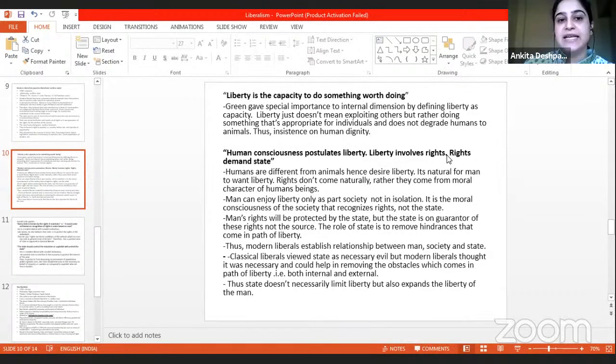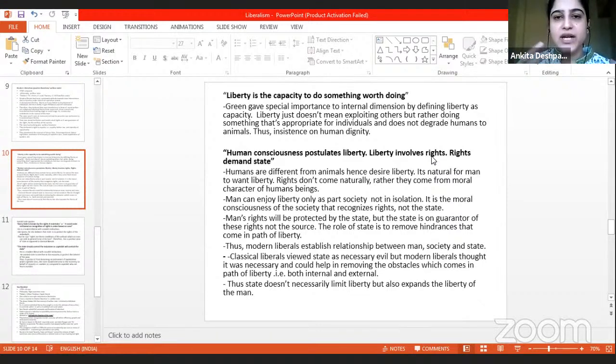Human consciousness postulates liberty. Liberty involves rights. Rights demand a state. So basically, what T.H. Green is talking about here is that human consciousness postulates liberty. Liberty is not natural. It comes from the moral character of a person. Postulates means accepts as true. So liberty accepts rights. Rights are nothing but the moral character of a person.